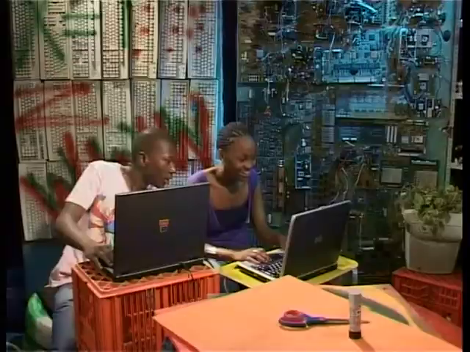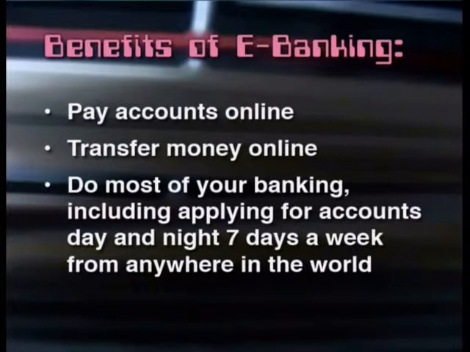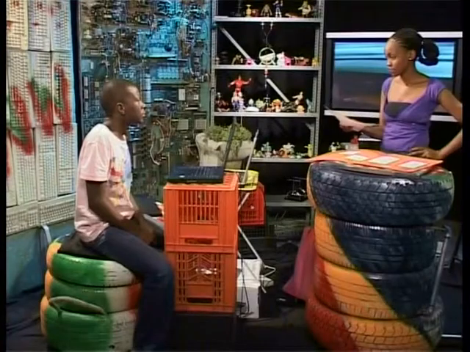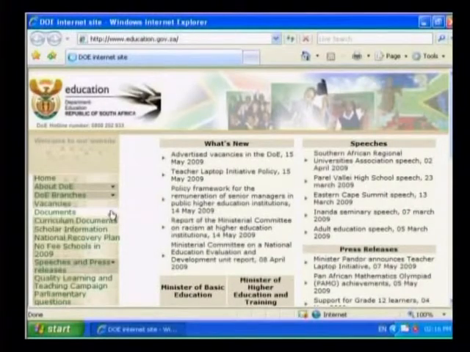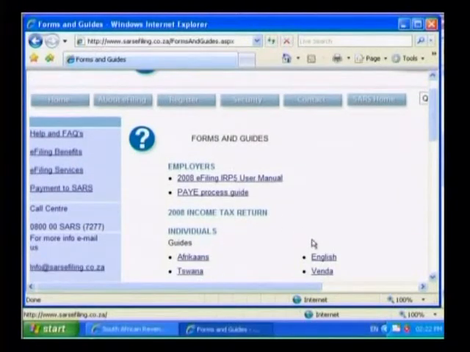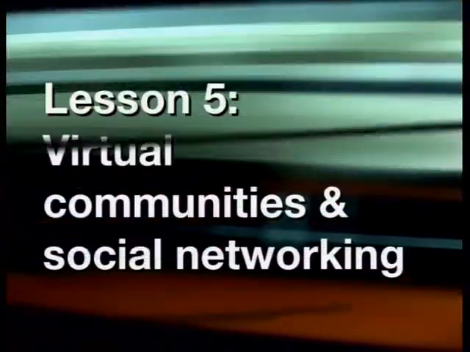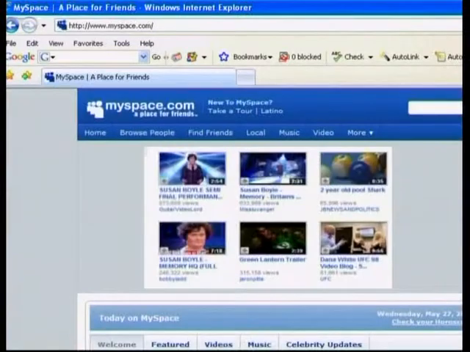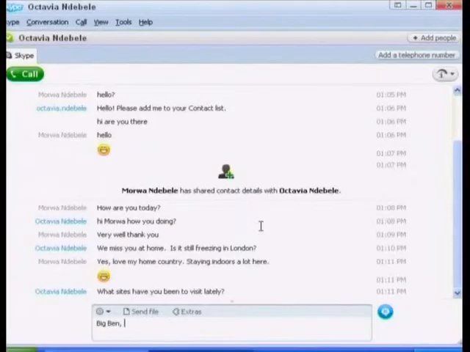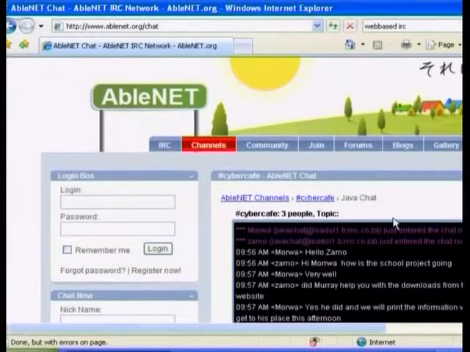In Lesson 4, Zamo and Morwa find out all about e-commerce and e-banking for a school assignment. They also have to answer questions about e-learning programs and how government is using computers to link more effectively with people. In Lesson 5, Zamo and Morwa continue their assignment by investigating virtual communities and the phenomenon of social networking. This lesson provides a good platform for a debate about ethical and social issues related to this topic.